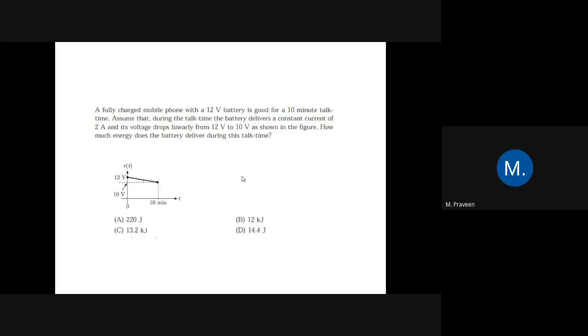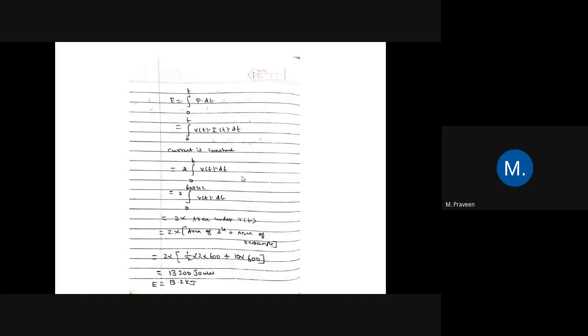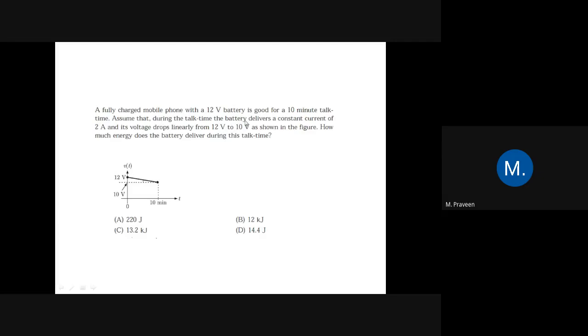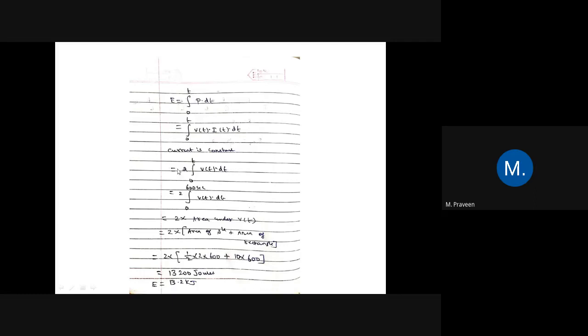First we have to write the formula for energy. E is equal to the integration from 0 to T of P dt, where P is the power. Now we can write P as V into I. Therefore, the integral from 0 to T of V of T into I of T into dt. Here I of T is given as a constant current of 2 amps. So if you write, you will be getting 2 into the integration from 0 to T of V of T into dt.